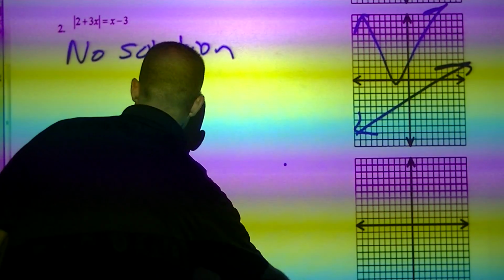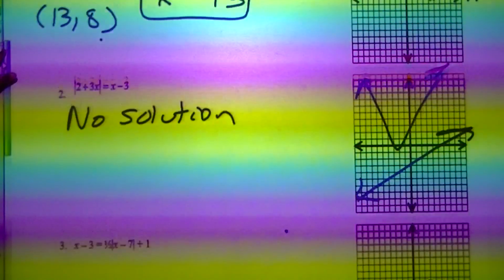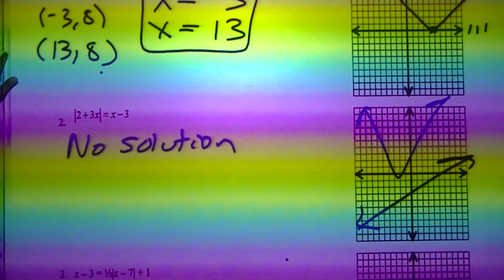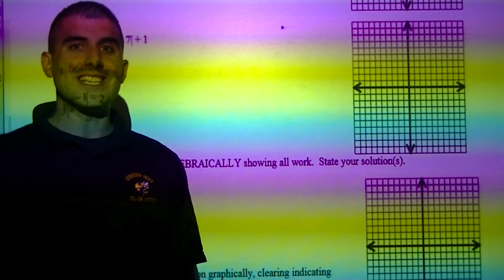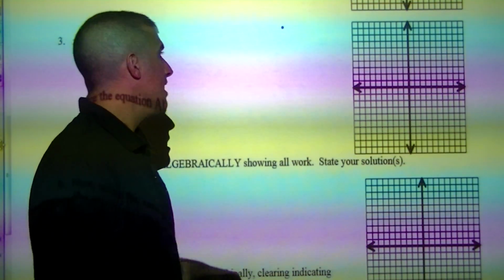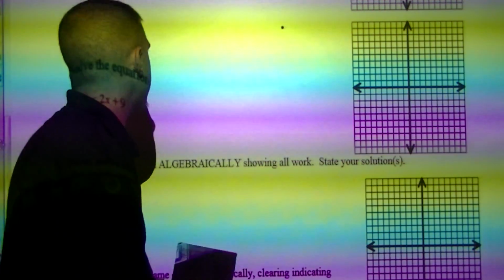Moving down to number 3. The first 2 examples were very nice: absolute value set equal to something. What we're going to want to do when we get a problem like 3 is isolate it. We want to get that absolute value by itself. The reason we want to do that is it's easier to graph the anchor point if there's nothing around it. It makes the graph a lot simpler as well.